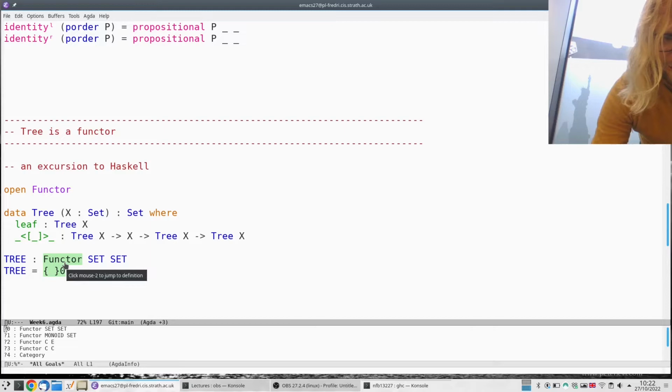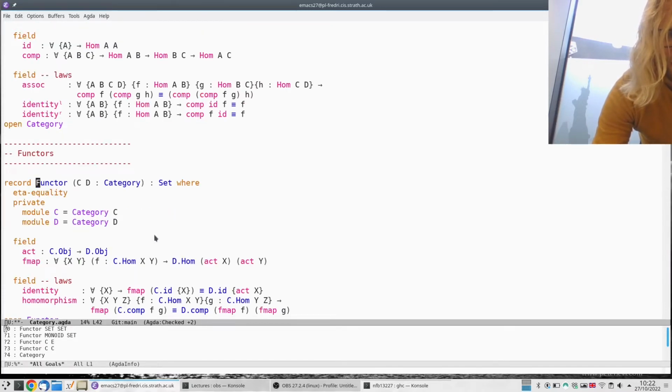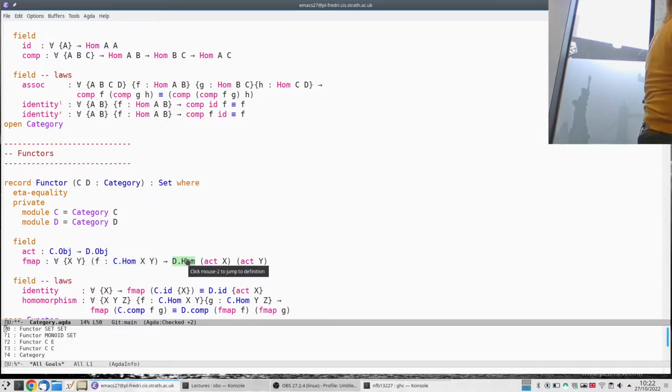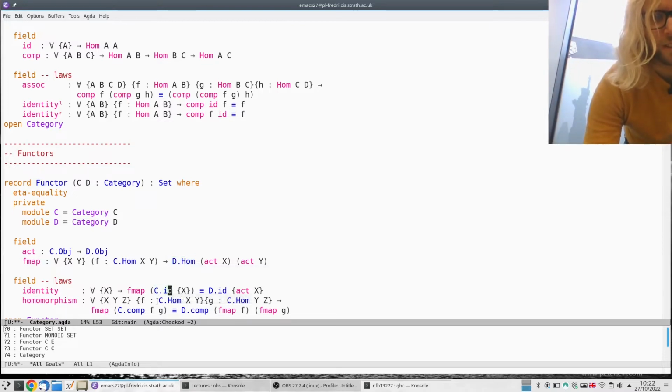Okay, so what do we have to do to provide a functor from set to set here? Look at the definition. We have to give an action on objects, and we have to give an fmap action on morphisms, right? Which joins up properly. So we take a morphism from X to Y, and we make a morphism in D from act of X to act of Y, right? And then we have to preserve identities and composition, like we said.